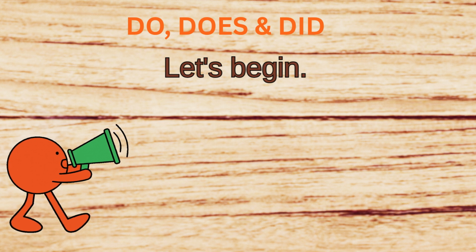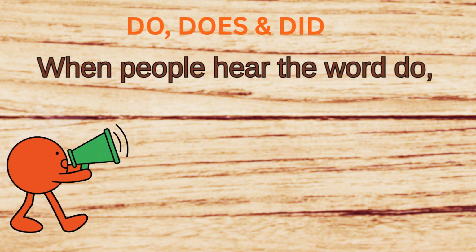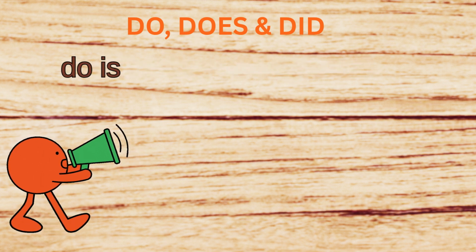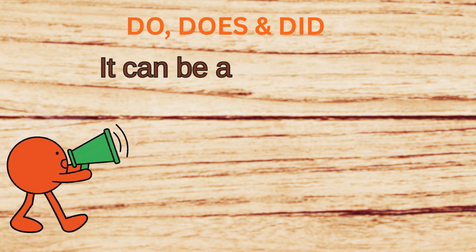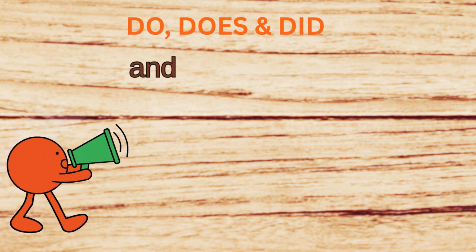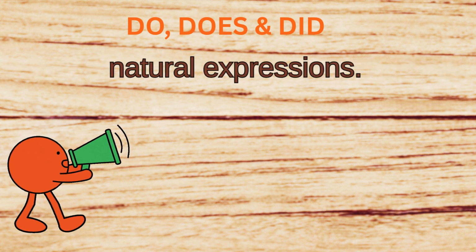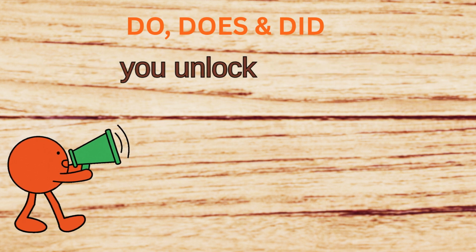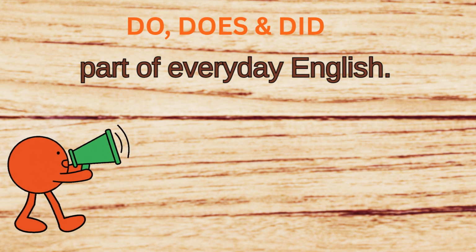Let's begin. When people hear the word do, they often think it is just a small grammar word. But in real English, do is much bigger than that. It can be a main verb, an auxiliary verb, a helper in questions and negatives, and part of many natural expressions. In other words, if you understand do verbs deeply, you unlock a huge part of everyday English.